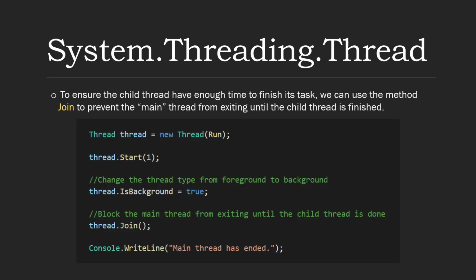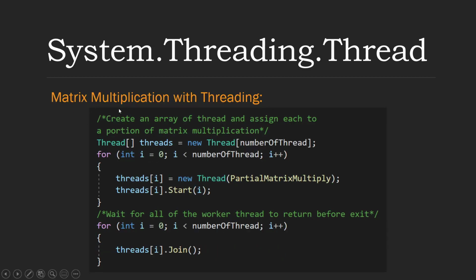To ensure the child thread has enough time to finish its task, we can use the method Join to prevent the main thread from exiting until the thread is finished. So by simply calling the Join method of the thread instance, the main thread will wait until the child thread is finished. Now we will move on to matrix multiplication with threading.